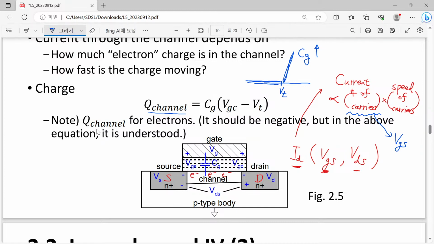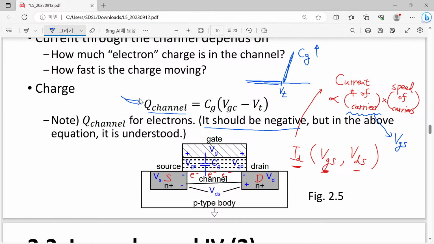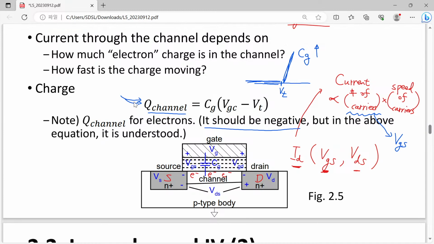Please note that in the textbook it was written in this form, and this is actually charge density. Electrons have negative charge, so actually it should be a negative value. However, when you write it in this way, please understand it in the absolute sense. The minus sign is understood.